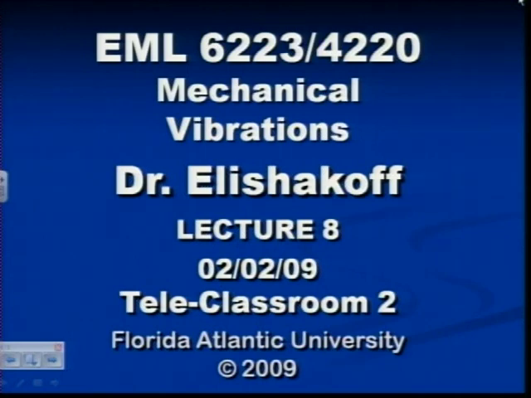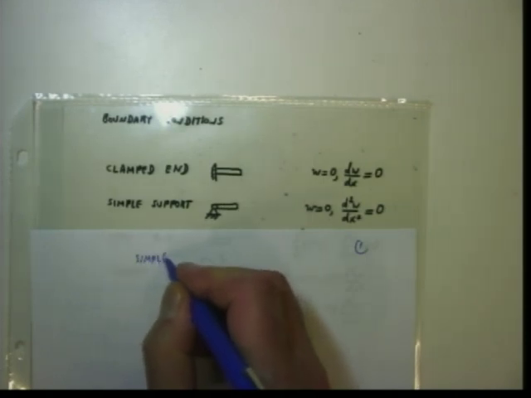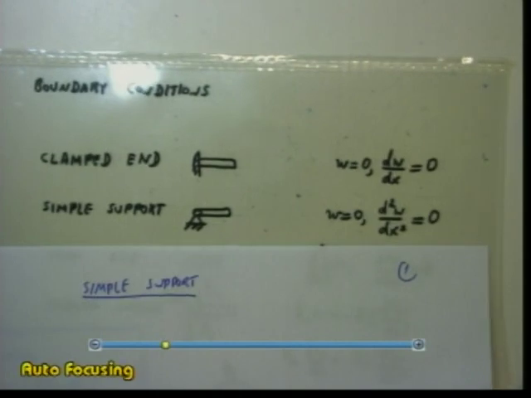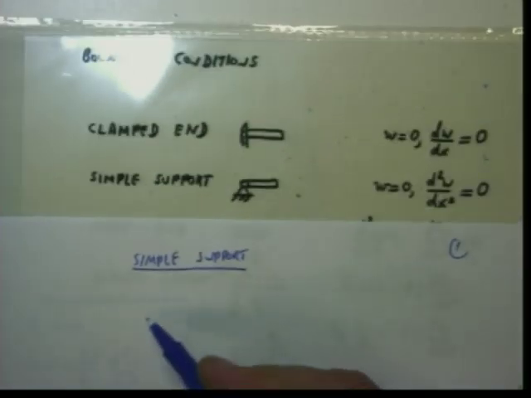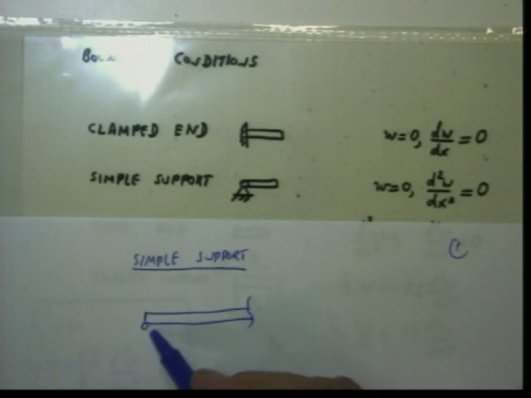Yes. So we talked about boundary conditions. And boundary conditions, as I said, are clamped end and simple support. I would like to elaborate each of them. So first of all, simple support. Now, simple support means a support in which the beam part, so this is part of the beam, is where it is supported.